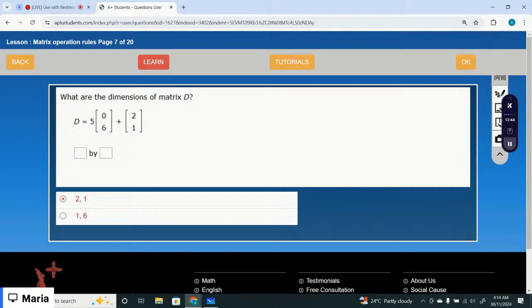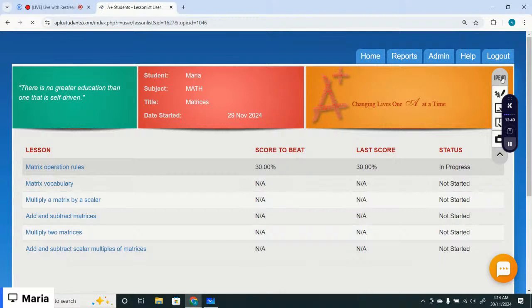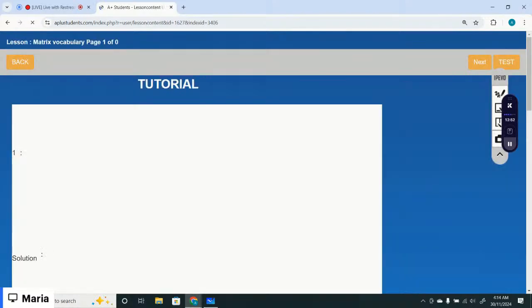Okay, you can complete the lesson by yourself later today. Let me just move on to the next lesson, that is matrix vocabulary. So let's just start with the lesson.